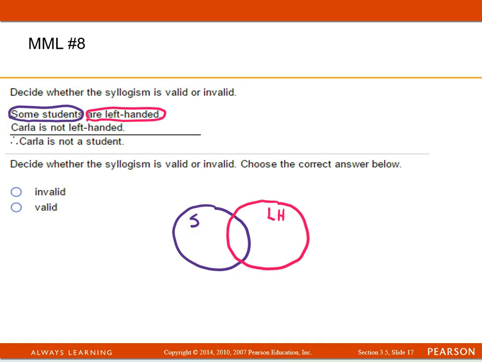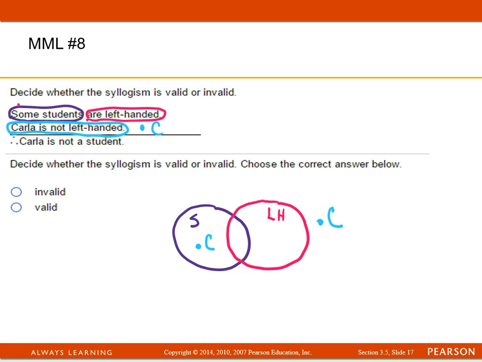Then it goes on to say that Carla is not left-handed. So I'll use a dot for Carla. Where's she going to go? She's not left-handed, so she can't be inside the pink circle. So Carla has to be outside the pink circle. But she could be inside the purple one.